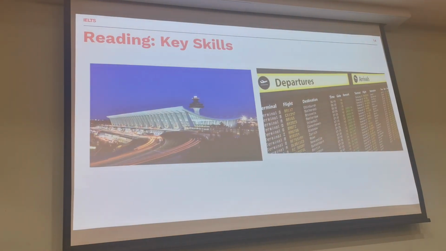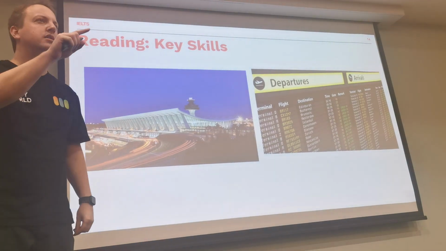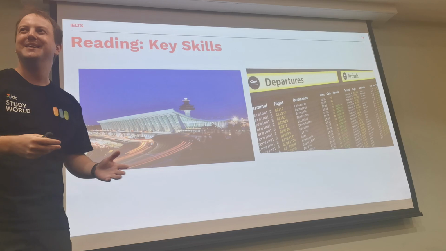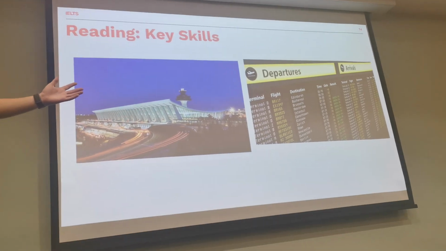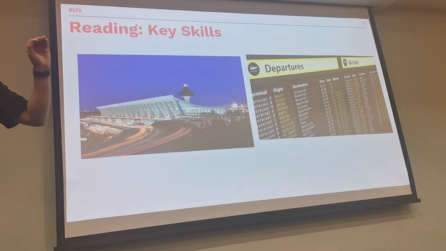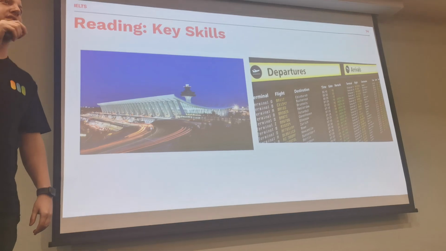So if you're looking at a departure board in an airport like this, you're not going to start reading Edinburgh or London. It's not how we read. So it's the same thing in this test. It's testing your ability to find it quickly, and then once you've found where you're going, you can then read that particular small section very, very carefully to find the answer.